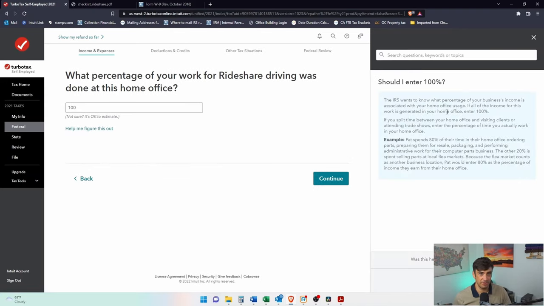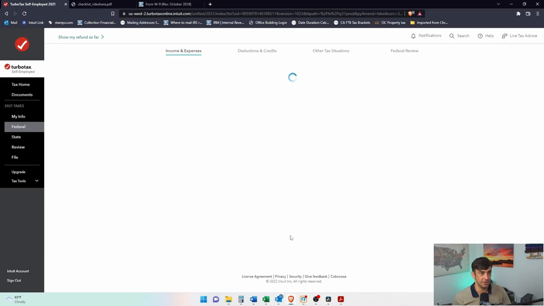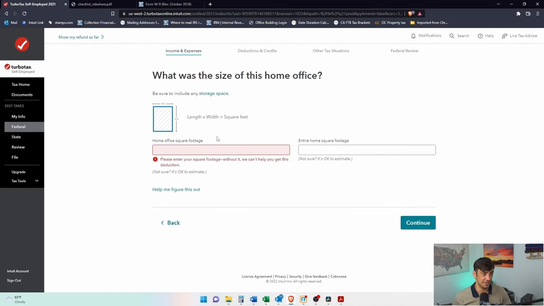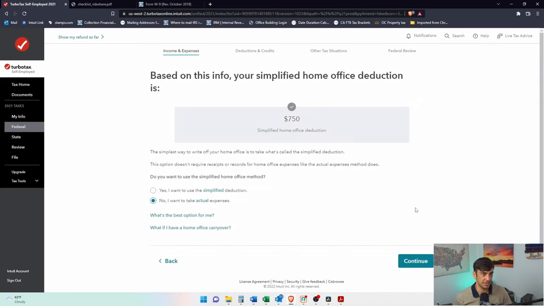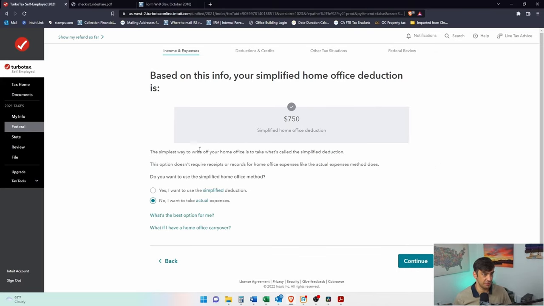Help me figure this out. Yeah, all the business is at the home office here. I do all the admin work. I track all my mileage and my expenses at the home office on a regular basis. Every week I'm doing this. What was the size of the home office? Obviously you have to do some measuring here. Let's say the home office is 150 square feet, and my house is 1,200. It's going to give us a percentage. 150 divided by 1,200, 12.5% is what they're going to give me.